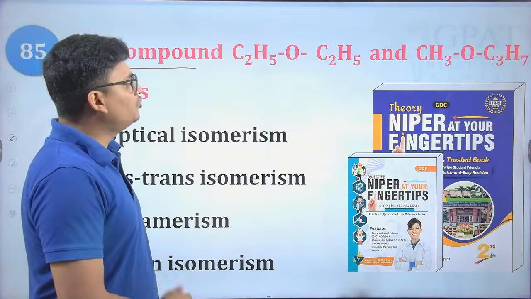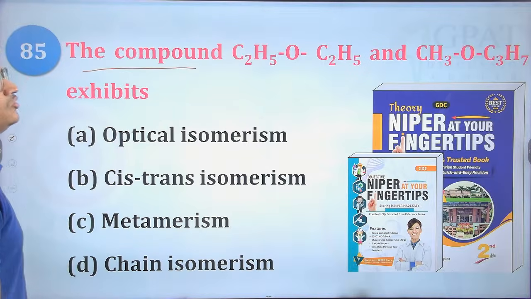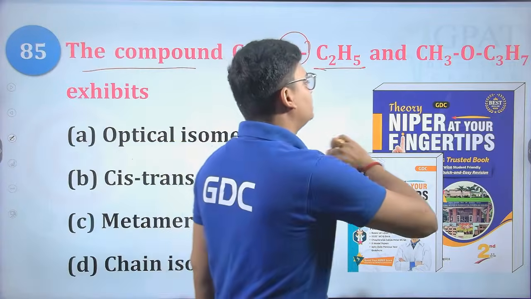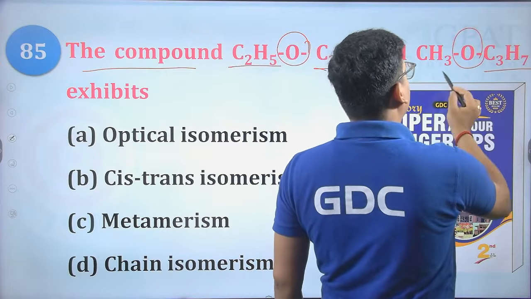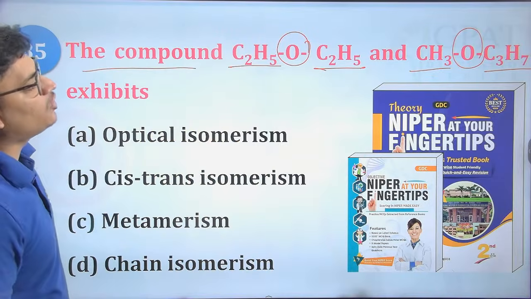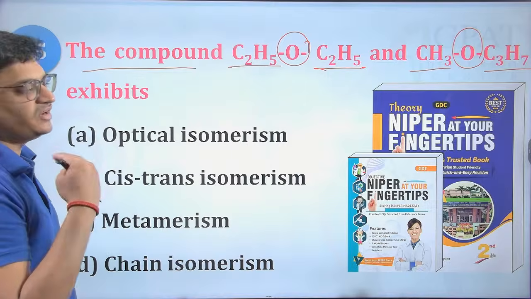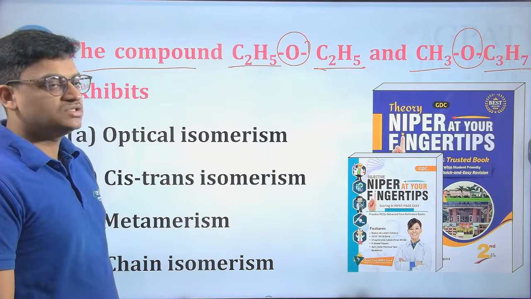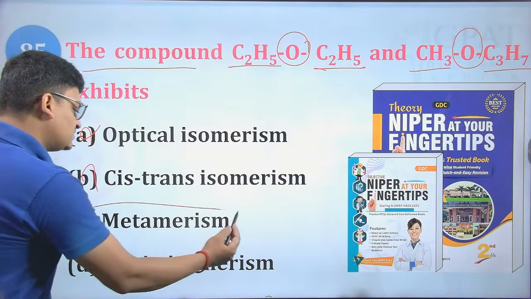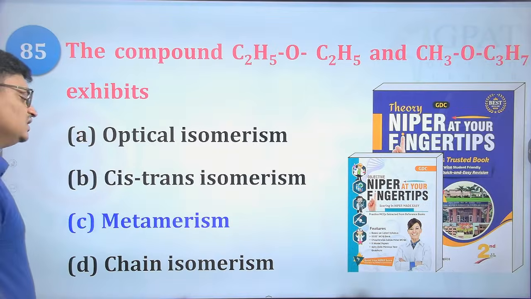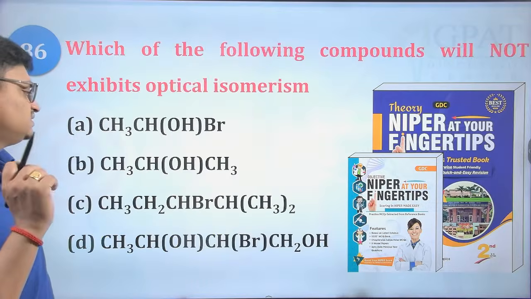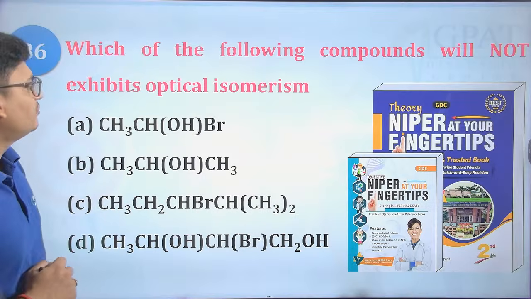The compounds C2H5-O-C2H5 and CH3-O-C3H7 exhibit what? With respect to the oxygen, we have a 2-carbon chain on each side in the first, and in the second we have a 3-carbon and a 1-carbon chain. Both have the same molecular formula, but with respect to the polyvalent oxygen atom, the carbon chain differs on both sides. That's why structural isomerism is seen, and this kind of structural isomerism is known as metamerism. So the correct answer will be option C.